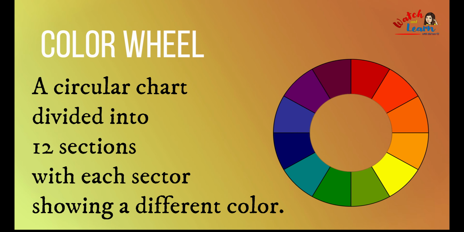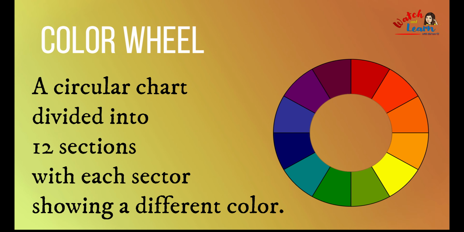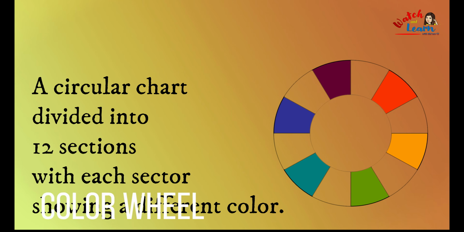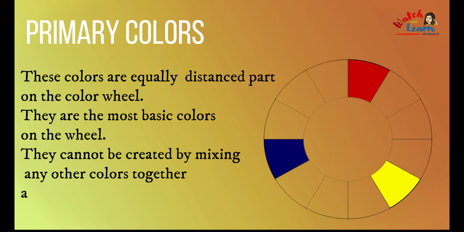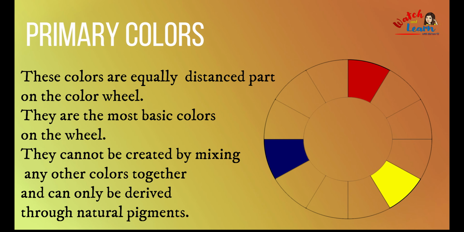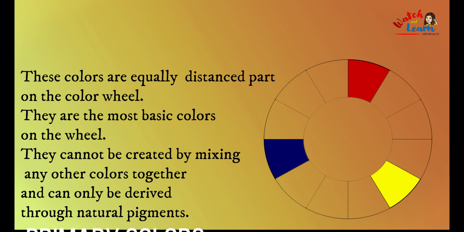The color wheel is a circular chart divided into 12 sections with each sector showing a different color. It is made up of 3 different types of colors: primary, secondary, and tertiary. Primary colors are red, yellow, and blue. These colors are equally distanced apart on the color wheel. There are only 3 primary colors and they are the most basic colors on the wheel. They cannot be created by mixing any other colors together and can only be derived through natural pigments.